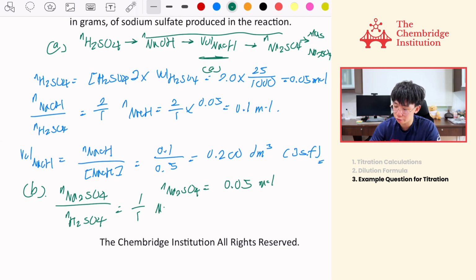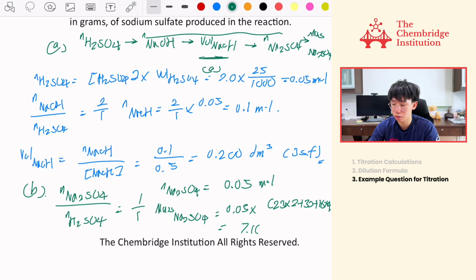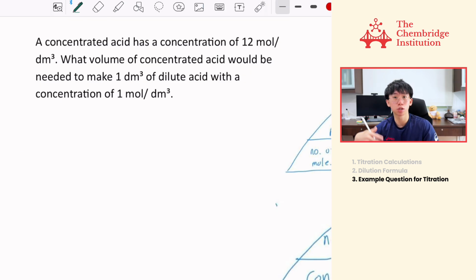And then you can find the mass of sodium sulfate that's produced, which is, take this times the MR, which is 23 times 2 plus 32 plus 16 times 4. Okay, and then you can get a value of about 7.10 grams over here. So this is exactly how we want to apply our chemical calculation formulas all into one titration question. Okay, and let's take a look at the next question over here.